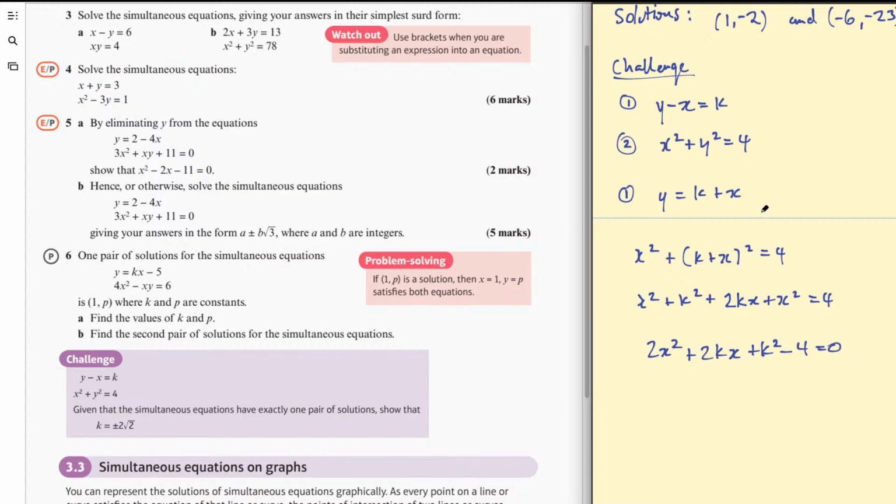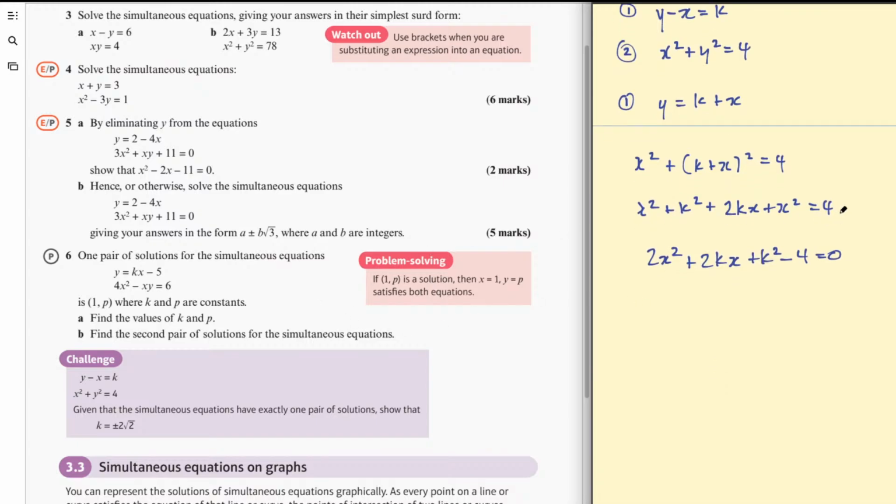Now what? These are the steps that we generally take, right? We rearrange the first equation, substitute it into the second equation, but this time we have an unknown of k. So how do we solve it from here? Remember from the previous chapter we talked about the discriminant, so I have a feeling that we need to consider the discriminant in this situation.